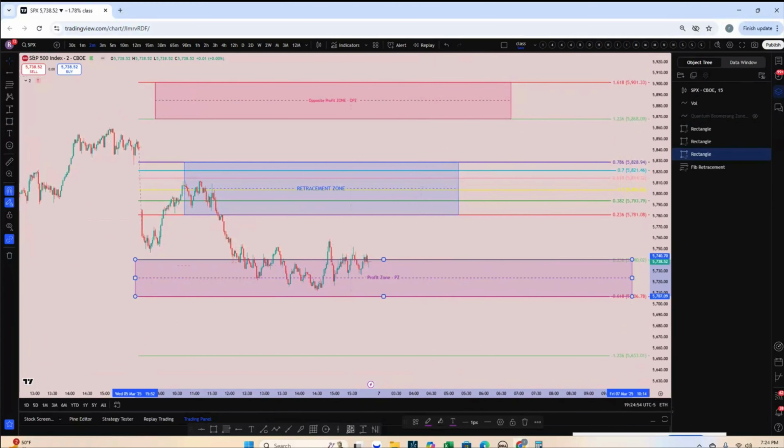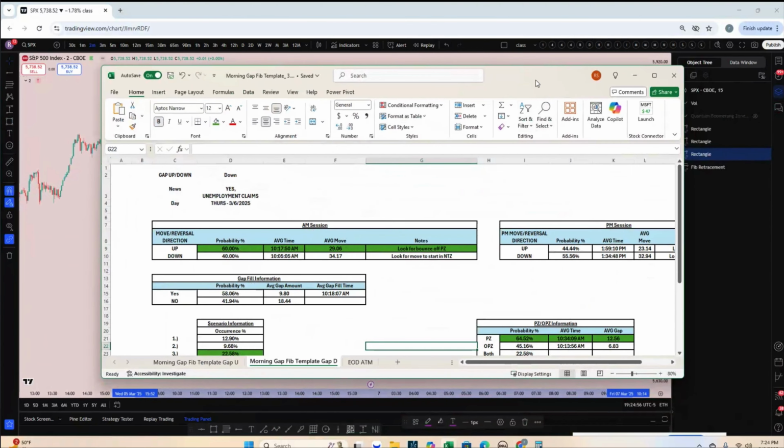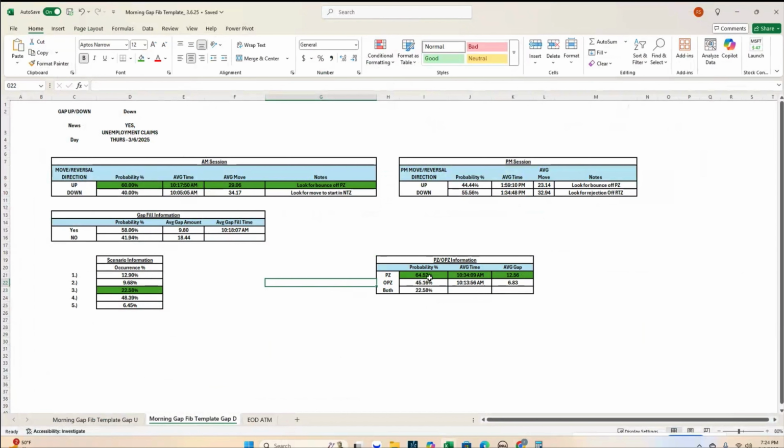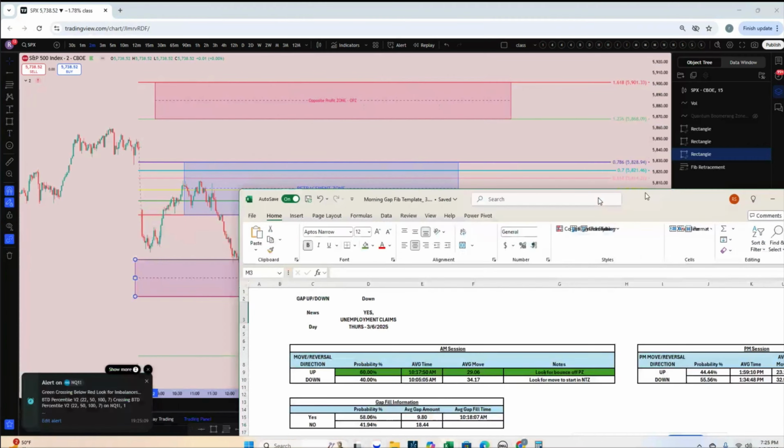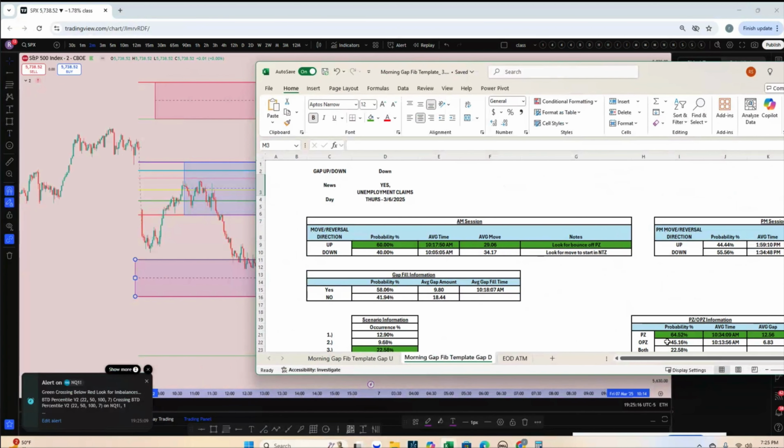So if you're looking here, and we said 64% chance of hitting, that's basically a 64% chance of us hitting this profit zone here. And then the chance of us hitting the opposite profit zone is here, which is 45% of us going up and hitting that.